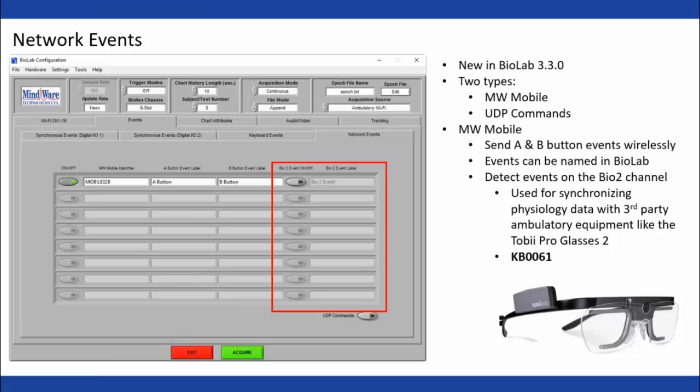And again, you can label this as something. So if you're collecting it from Tobii Pro Glasses 2, you could name the event Tobii Pro Glasses 2, and you would know that that is your Tobii sync data channel or event.